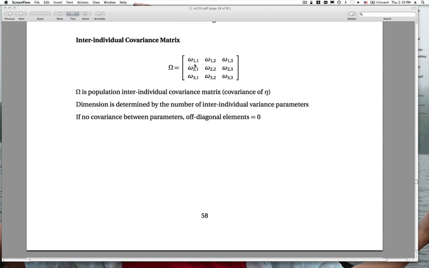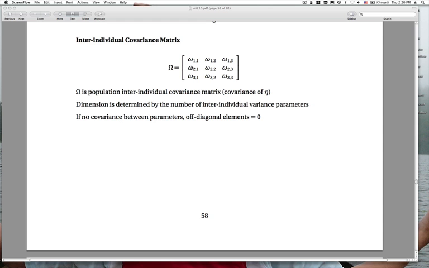But then the off-diagonal elements represent how these two parameters co-vary in the population. So does somebody with a large volume, a large Ka also have a large clearance, or does a large clearance result in a large volume of distribution? So these covariance terms allow us to model some of these very realistic covariances between inter-individual random effects across the PK parameters.